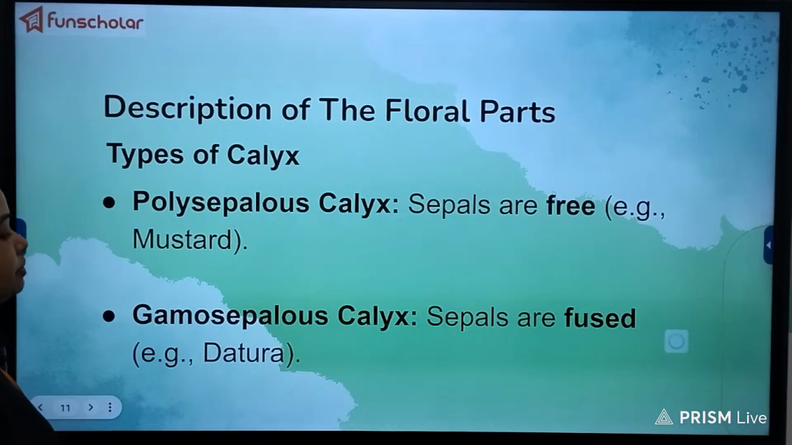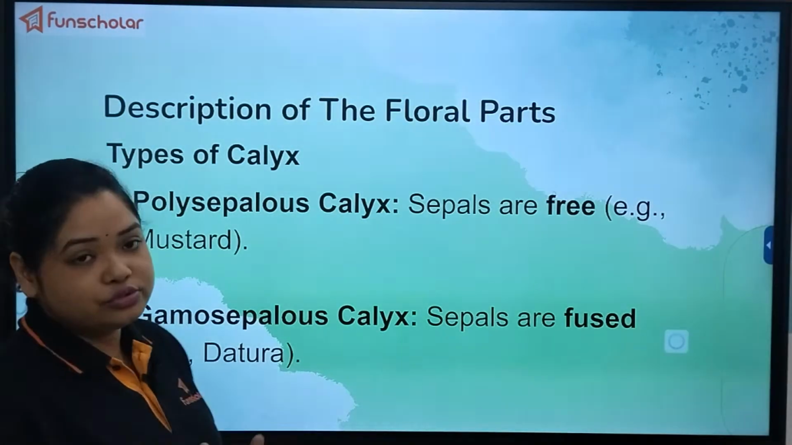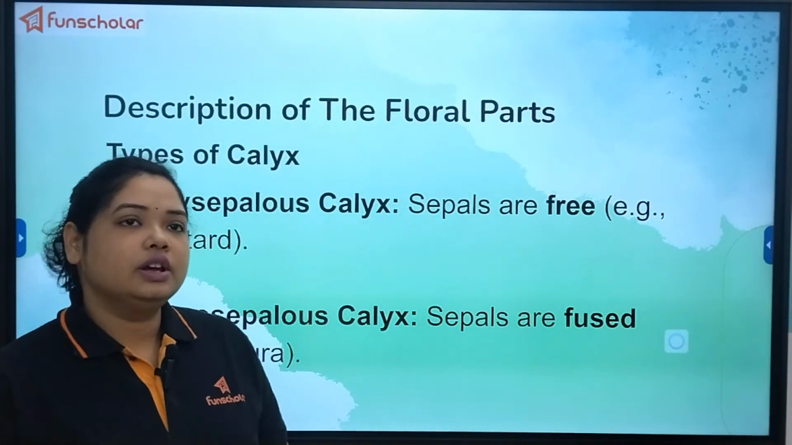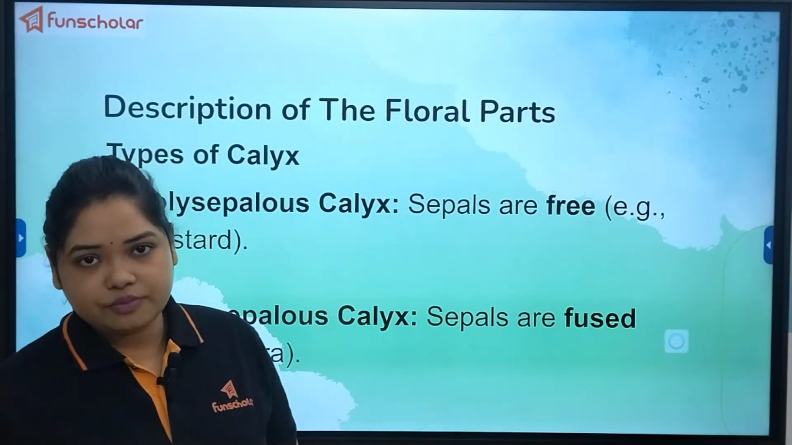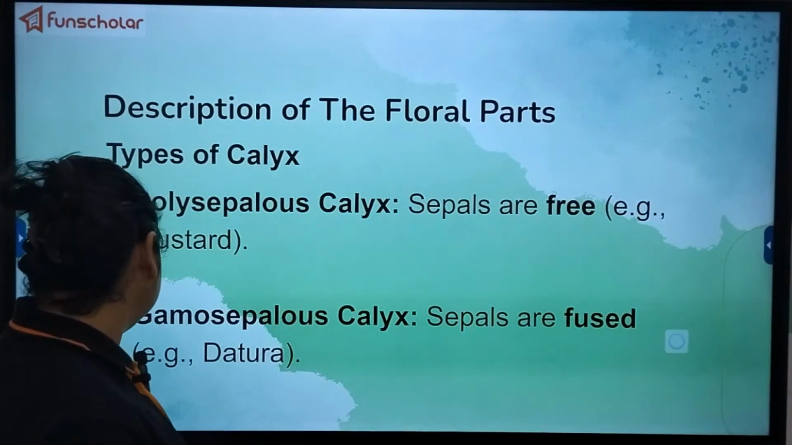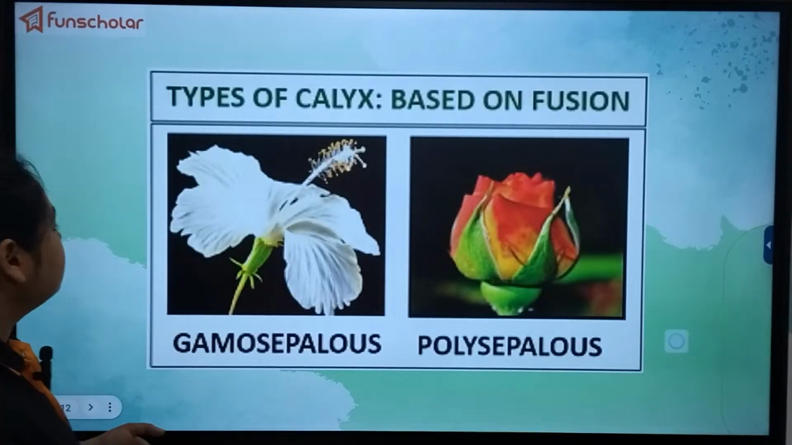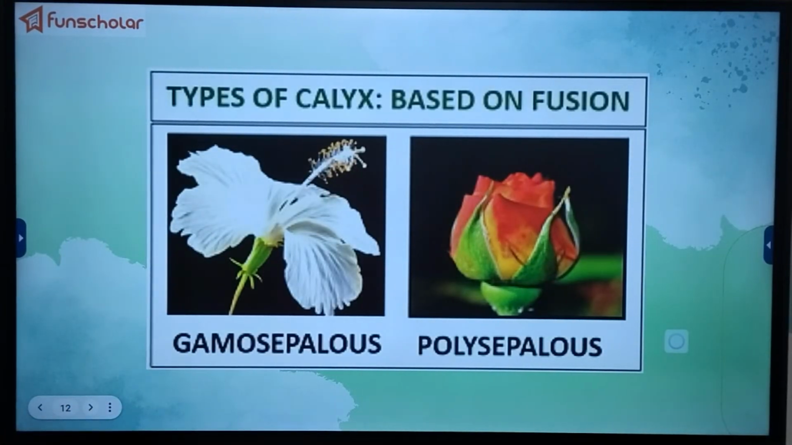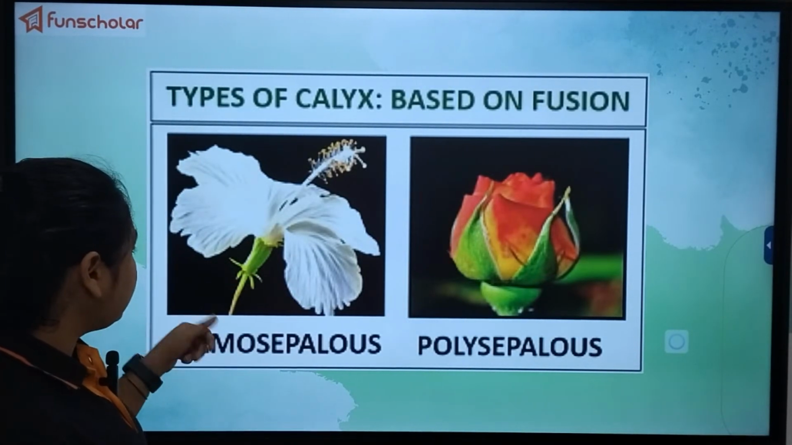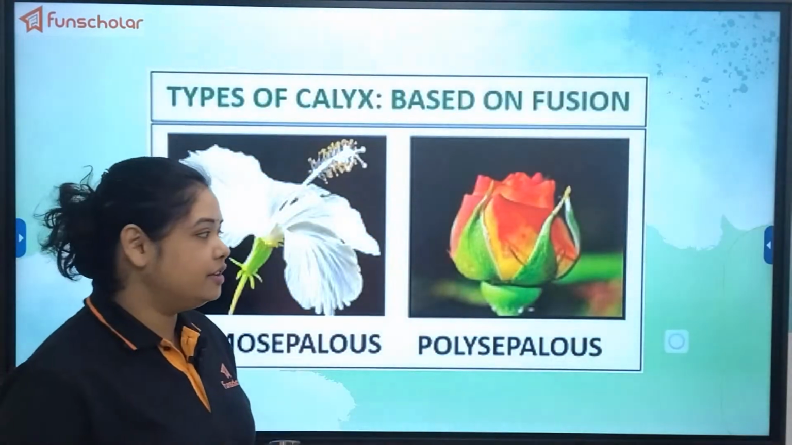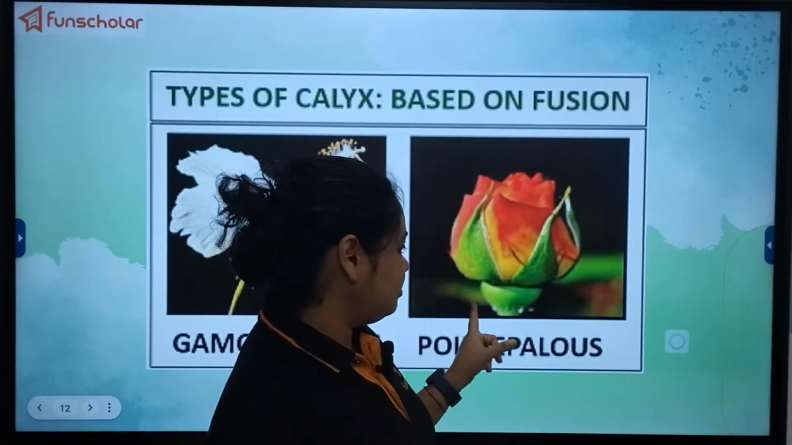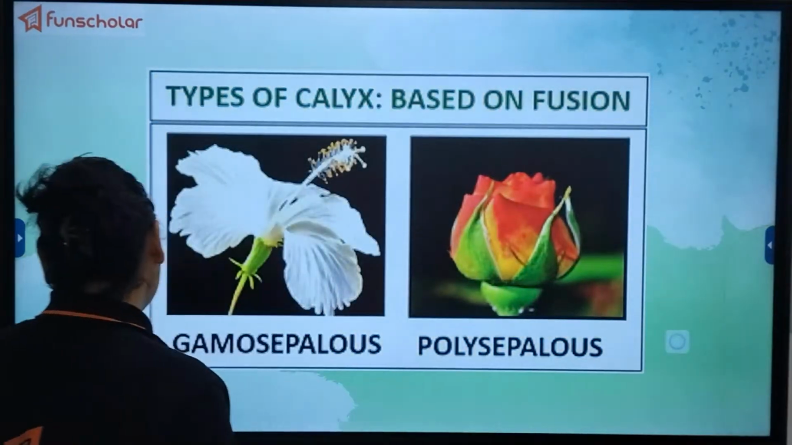On the other hand, gamosepalous calyx means the sepals are fused together. You cannot identify how many sepals there are or what the individual structure of the sepals is, because they are all fused together to form a tube-like structure. See, this is the gamosepalous. In the hibiscus flower, it is forming a tube-like structure and the actual number of sepals cannot be identified. While on the other hand, in the rose flower, each sepal is separate. You can count them and also identify them.